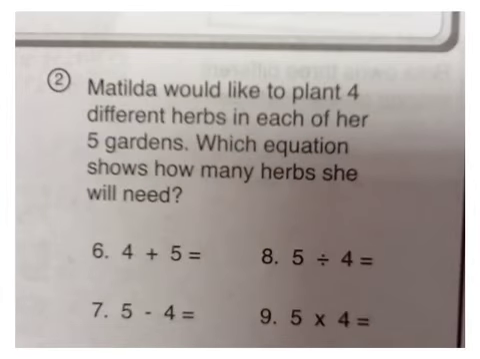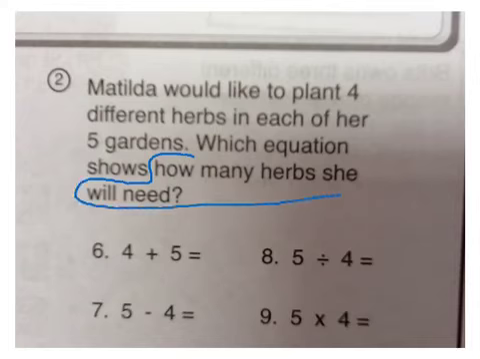Okay, now on to number 2. Let's start by reading the whole problem first. Matilda would like to plant 4 different herbs in each of her 5 gardens. Which equation shows how many herbs she will need? My question, I'm going to circle. How many herbs she will need.